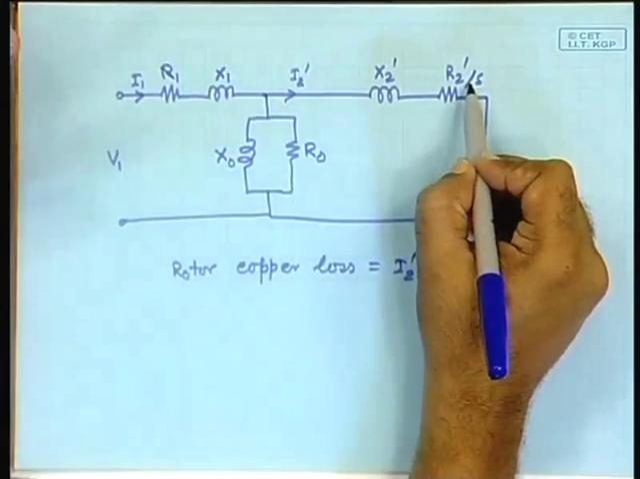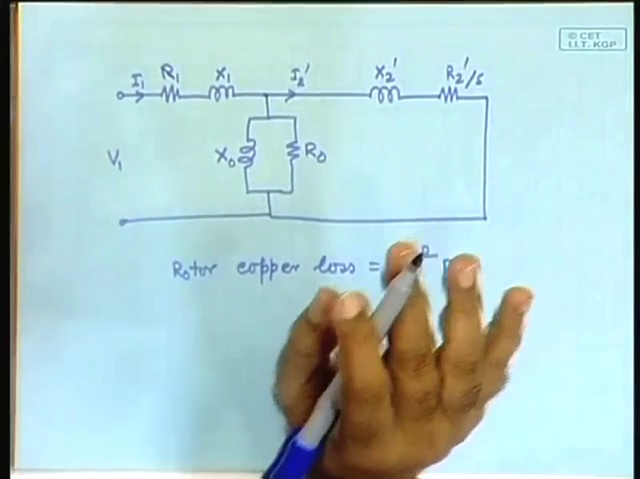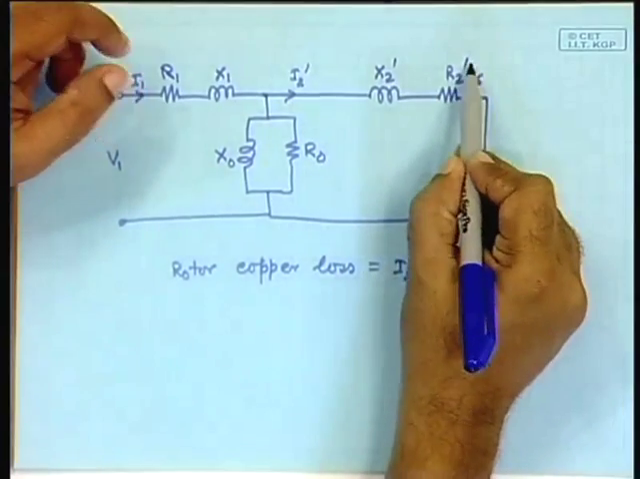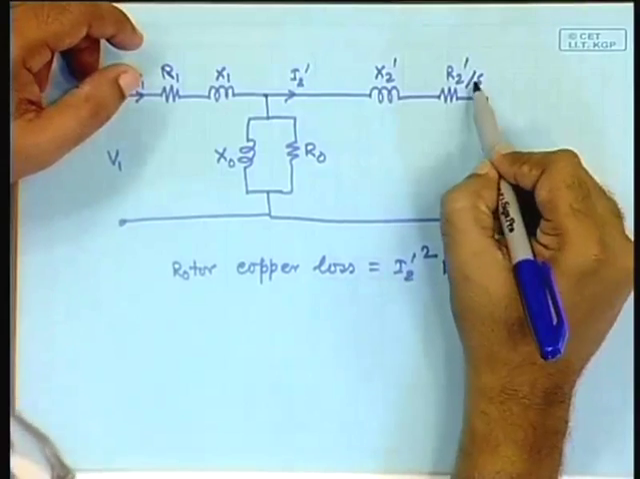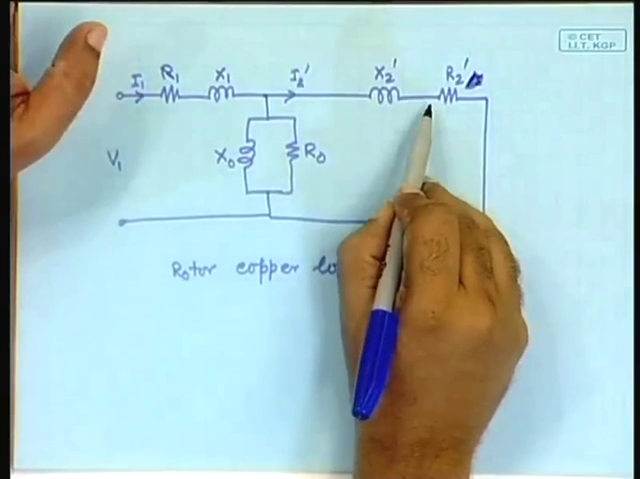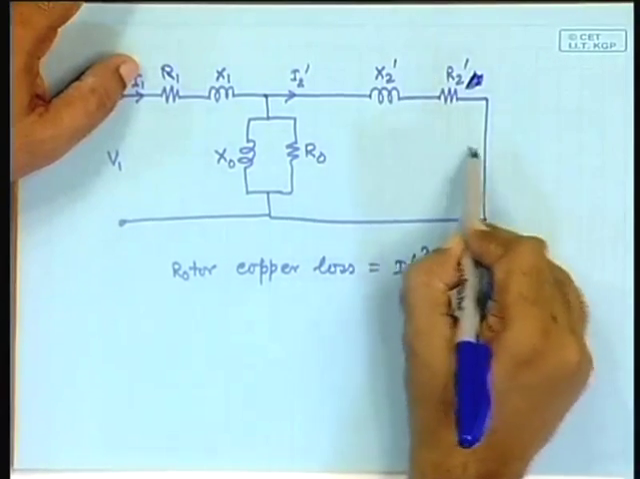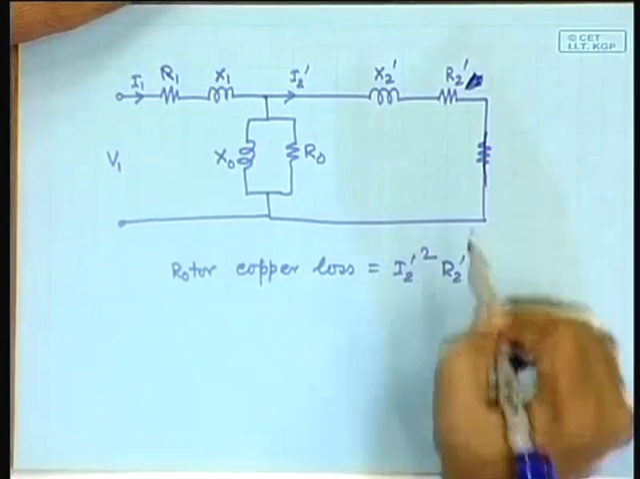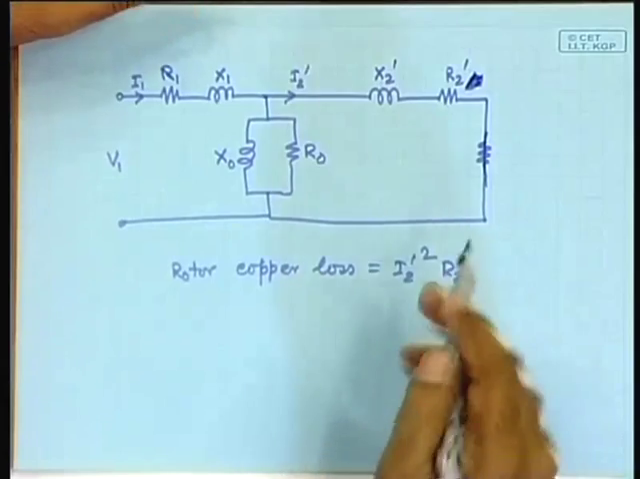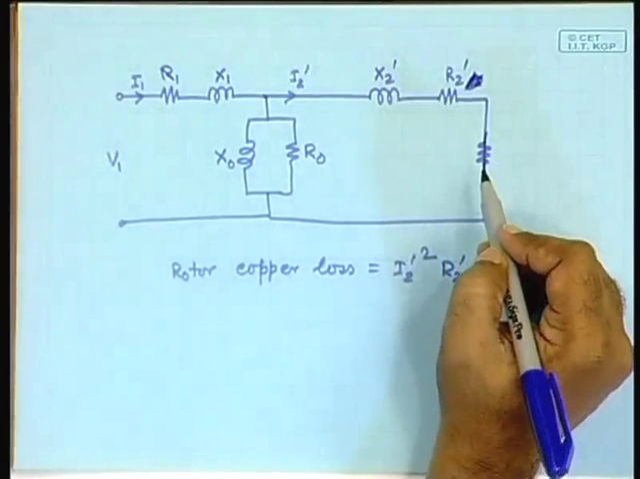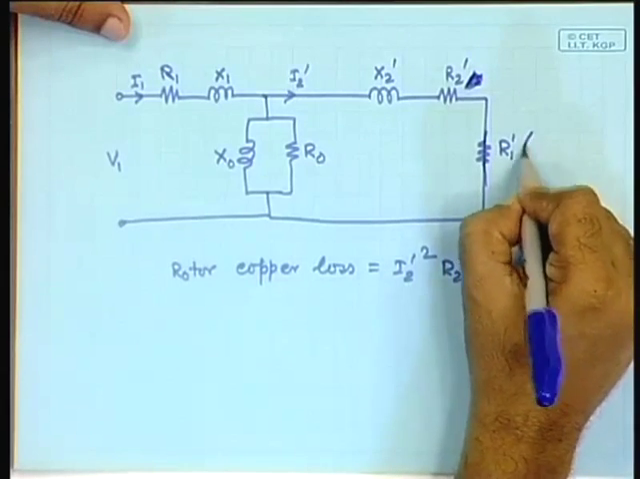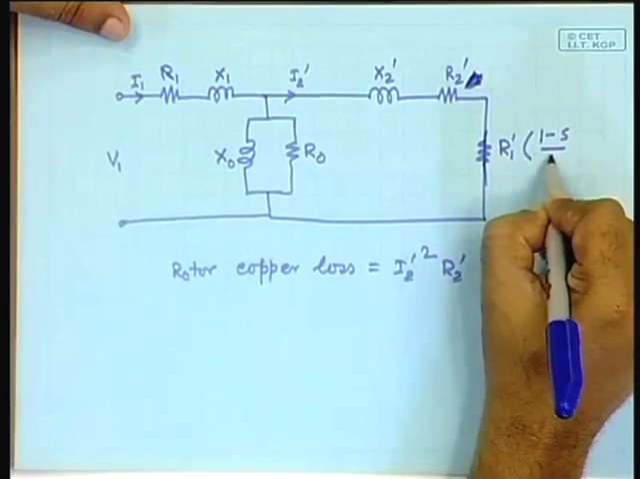Then what about this? In order to take into account that issue, what we will do is we will break it up into two parts. We will say that, okay, R2 prime let it be here, but ultimately we know that this thing was R2 prime by S. So, we will add an additional resistance here, so that the total becomes R2 prime by S. What will that resistance be? R2 prime into 1 minus S by S.